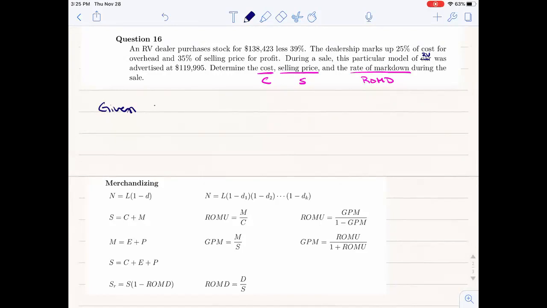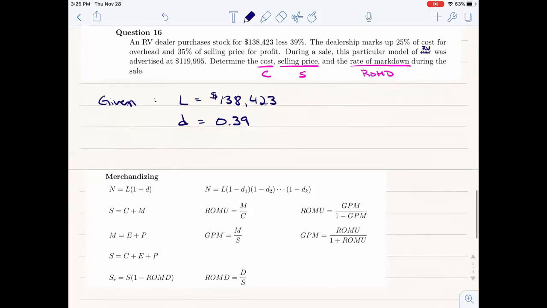And so we're given that L must be 138,423, and the discount on that is 0.39. There's only one discount, right? But it wouldn't make that big of a difference if we had more than one discount, right? D1, D2, whatever. Okay, but in this case, there's only one discount.